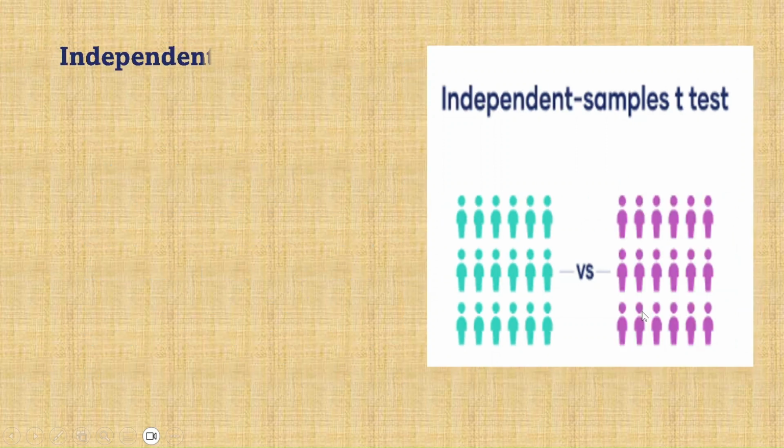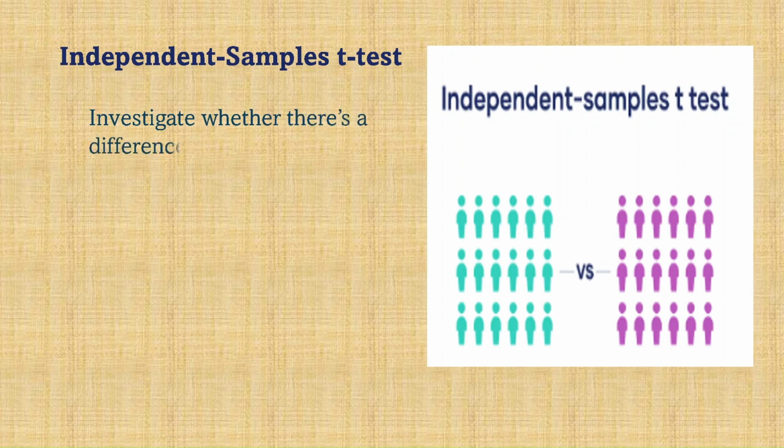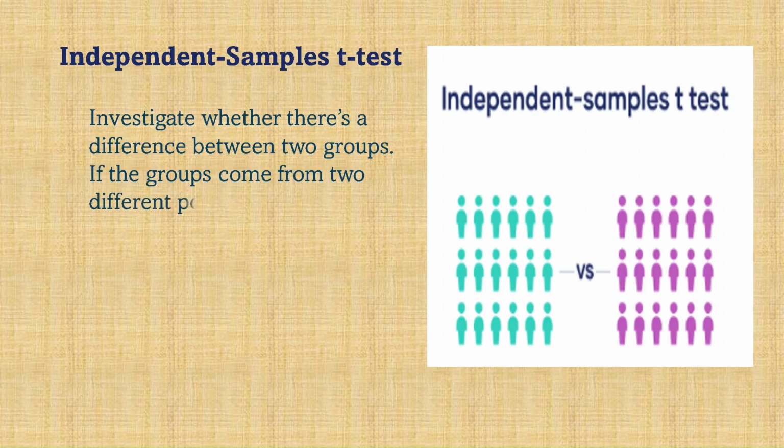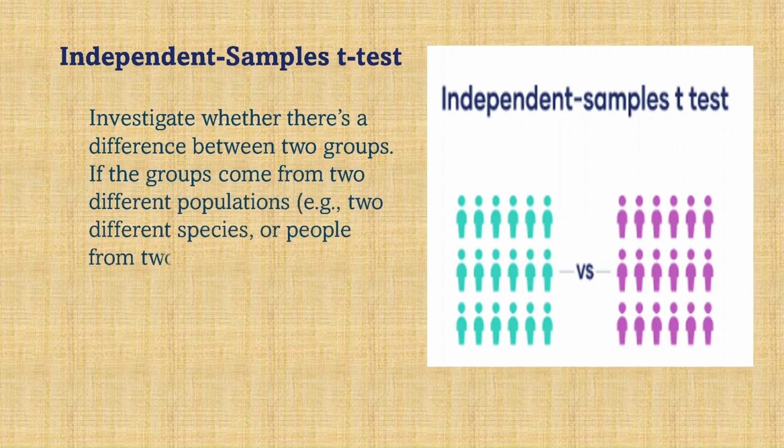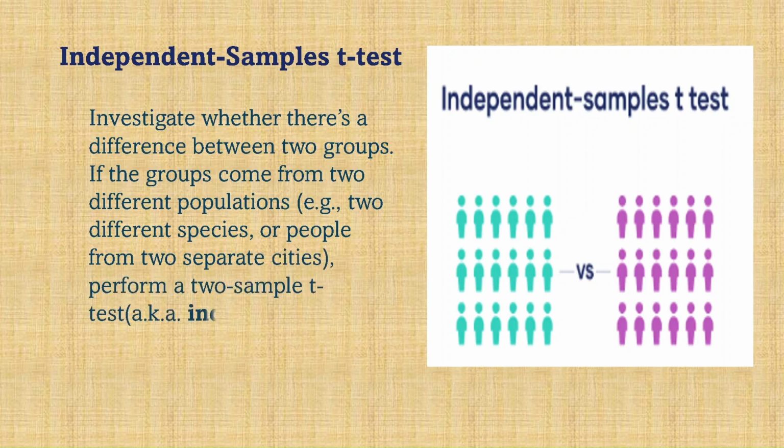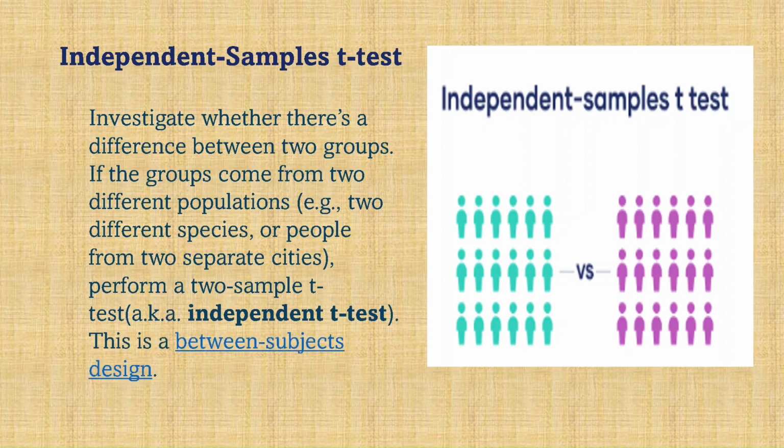Independent samples t-test. Investigate whether there's a difference between two groups. If the groups come from two different populations, for example two different species, or people from two separate cities, perform a two-sample t-test, aka independent t-test. This is a between subjects design.